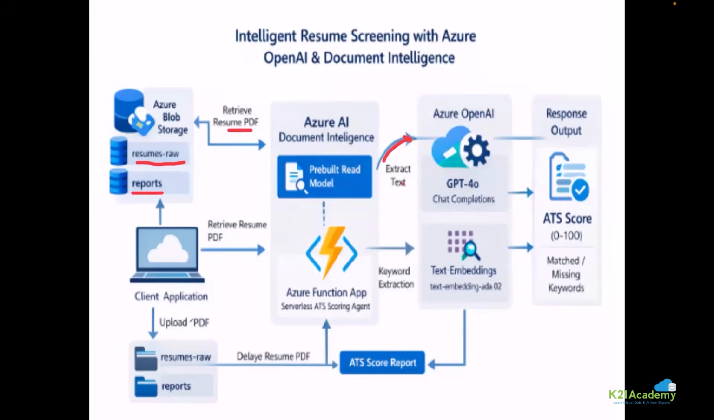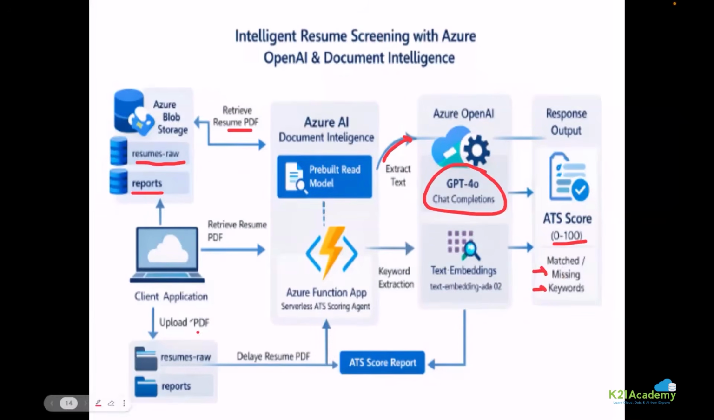And once my raw data is there, it will be passed to Azure OpenAI, in which we are going to use GPT-4o as my model. And once we start using it, we will generate this response. It will show us the ATS score between 0 to 100. It will also show the matching or mismatching keywords in the resume. It will give us all these things, right?